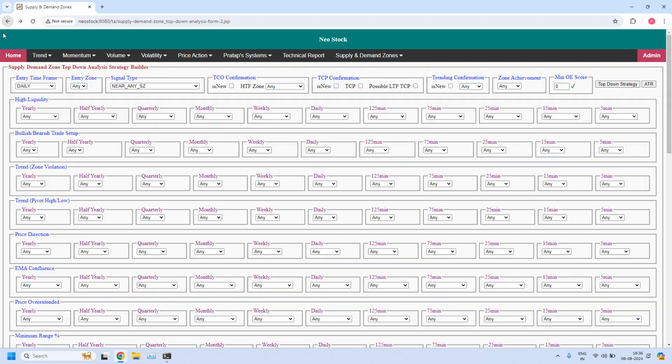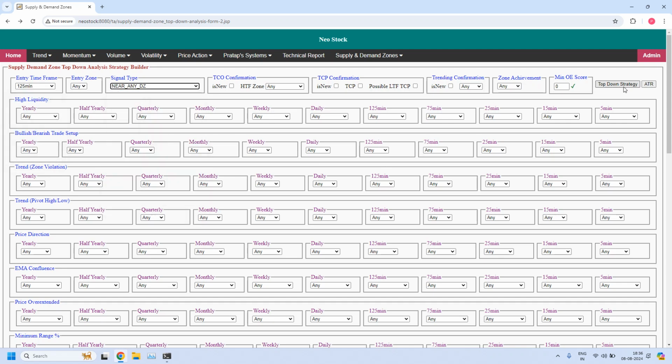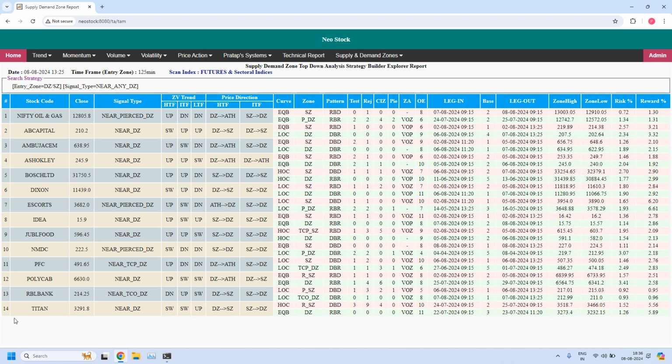Okay, the next one is 125 minutes. I'm changing the time frame to 125 minutes. So let us find the stocks near 125 minutes demand zone. 14 stocks are filtered.